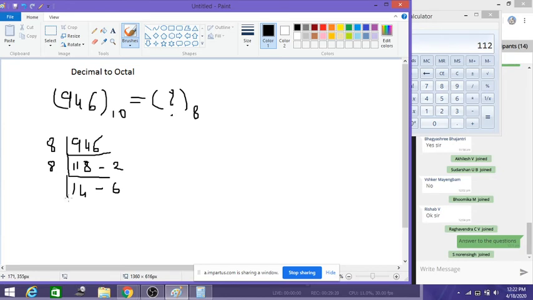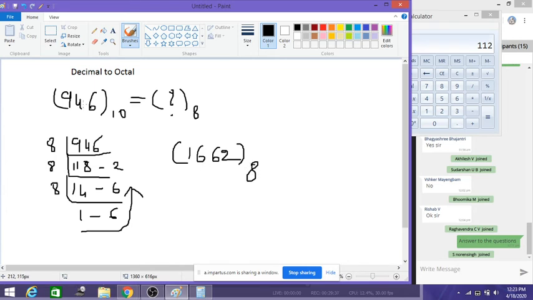So let us write that. Now this is 8. So 8 1s are 8. So the difference is 6. So once again we'll read this from the bottom, and we'll write finally the number as 1662. So this is the octal equivalent number for 946.